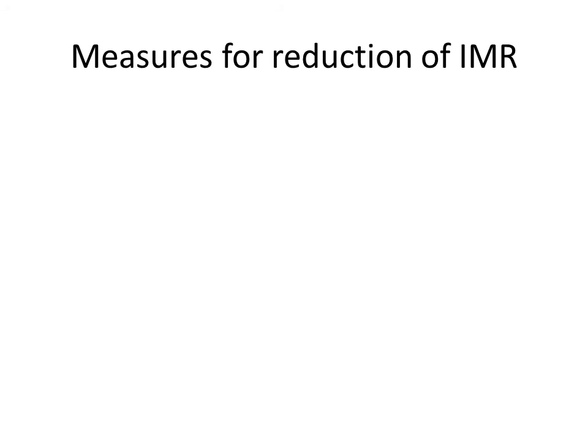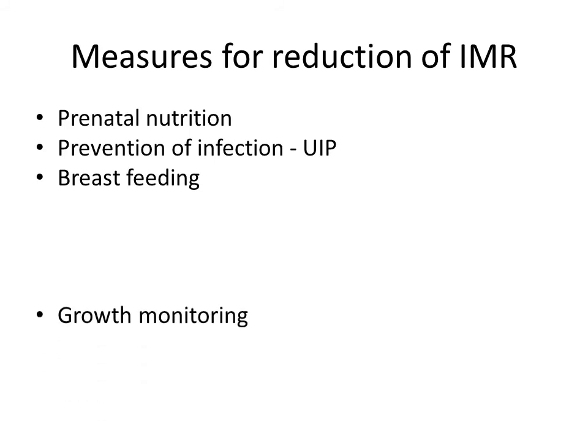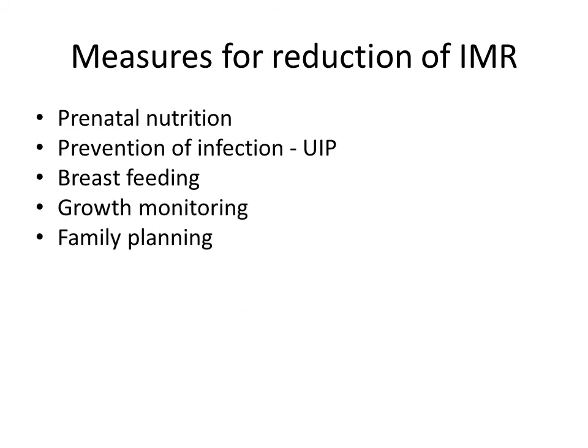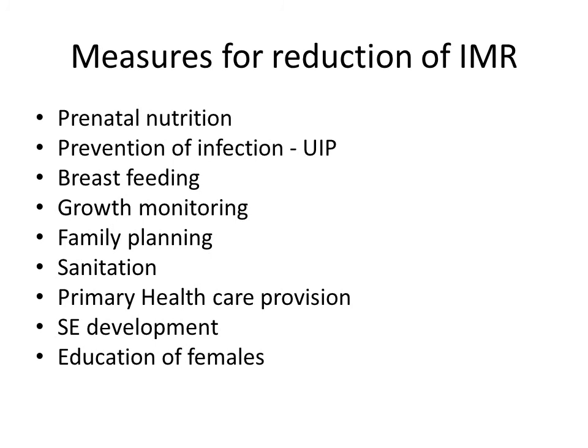Based on our detailed discussion regarding the factors affecting infant mortality in a population, the measures for reduction of infant mortality can be ascertained. These are improving the prenatal nutrition of the mother, prevention of infection of the newborn and the infant, especially by immunization against preventable diseases, early initiation of breastfeeding and exclusive breastfeeding, regular growth monitoring and taking action when the growth falters, family planning to increase the birth gaps, improving environmental sanitation, provision of better and high quality health services, general development of the socio-economic status of the population, and education of females.